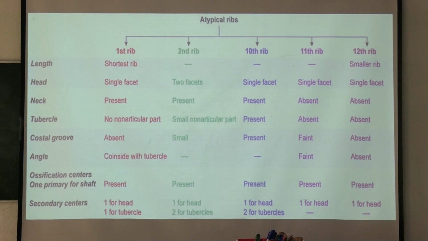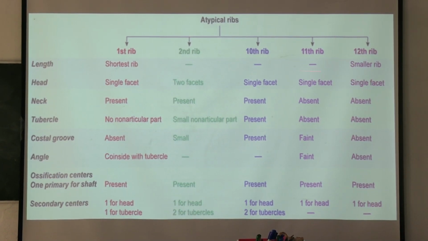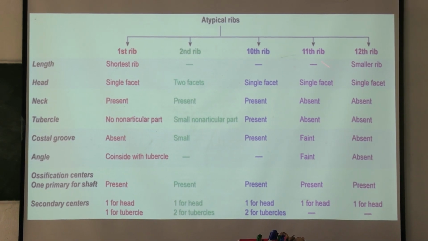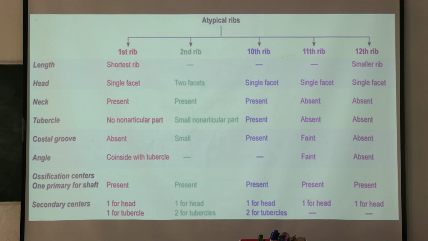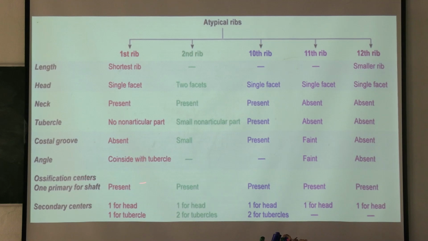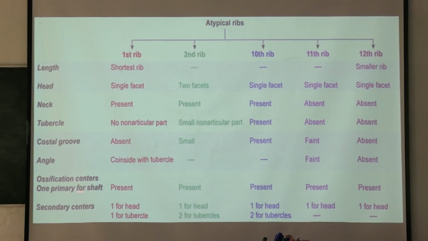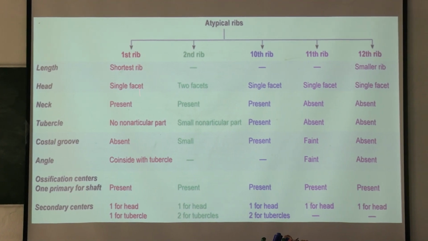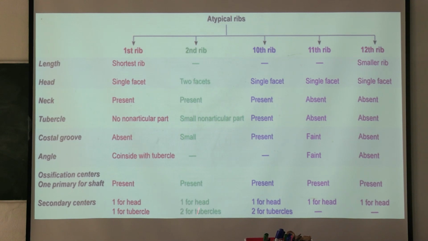Now we go to the atypical ribs. What are the differences among them? First rib, second rib, 10th, 11th and 12th ribs are the atypical ribs. First rib is the shortest rib. Its head contains a single facet. Neck is present. Tubercle has no non-articular part, only a small articular part is present. Costal groove is absent. Angle coincides with the tubercle. And ossification centers: one primary center for the shaft is present here in the first rib, and secondary centers, one for the head, one for the tubercle.